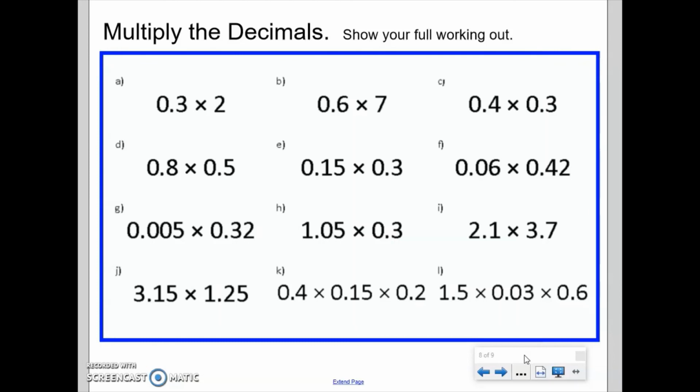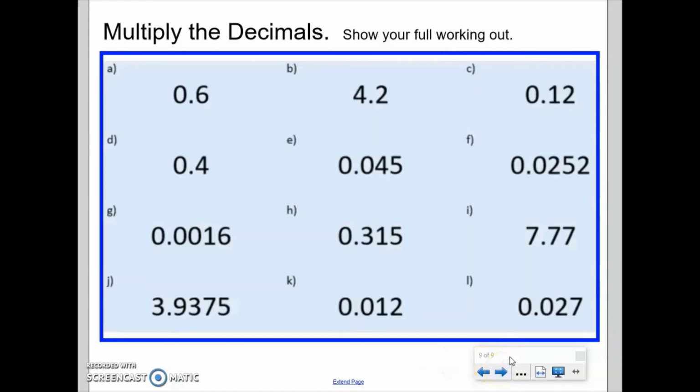Okay, welcome back. I'll just put up the solutions to these questions. Your answers should have looked something like this. So please use these answers to mark and assess your own work, but also ensure that you've shown me full working out. So there should be some grid multiplication or long multiplication, and there should be some maths showing me how you got from the original question to your answer in each case.